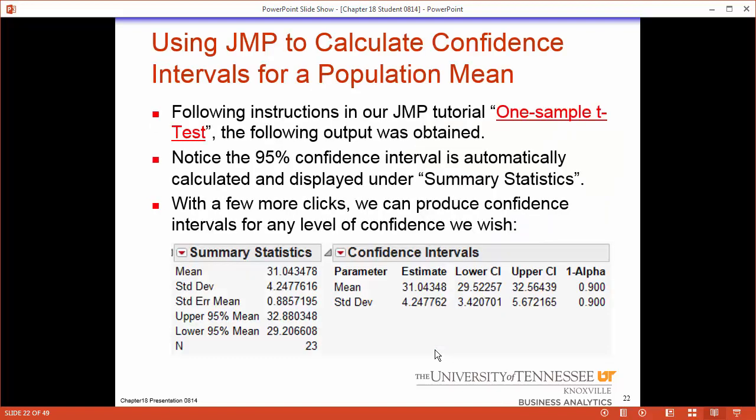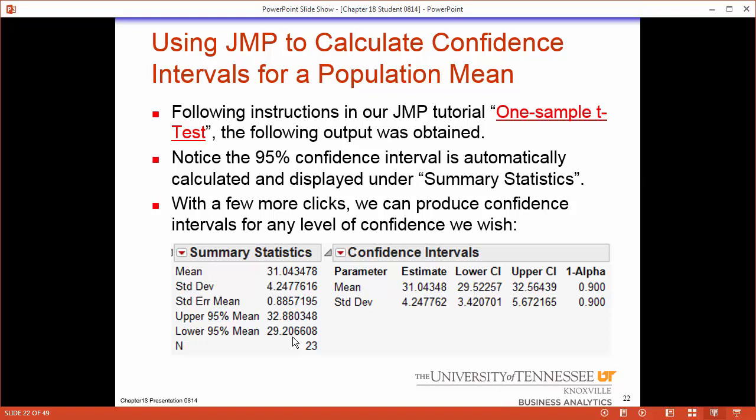When we make confidence intervals with JMP, we get a little bit more output. Looking at this right here, we have a 95% confidence interval. This is the same data, where the sample size was 23. And notice something: the confidence interval before was 32.5 to 29.2. This confidence interval we get right here is actually wider.